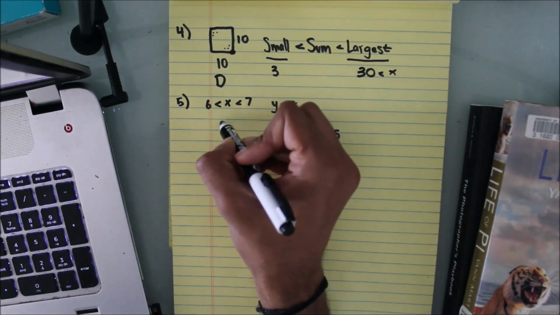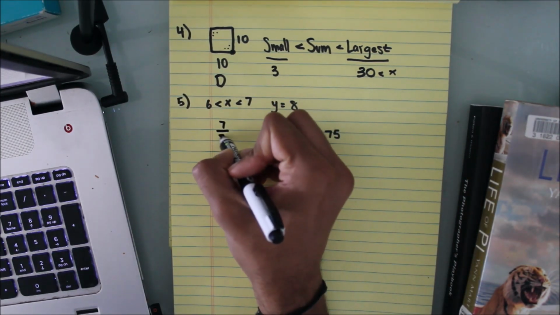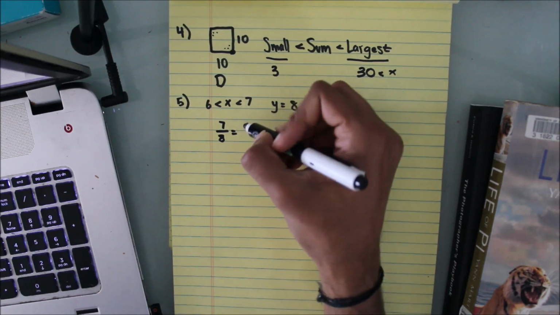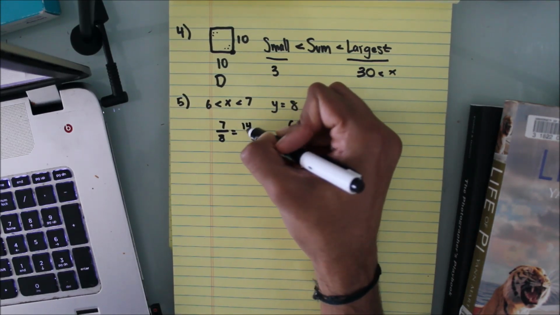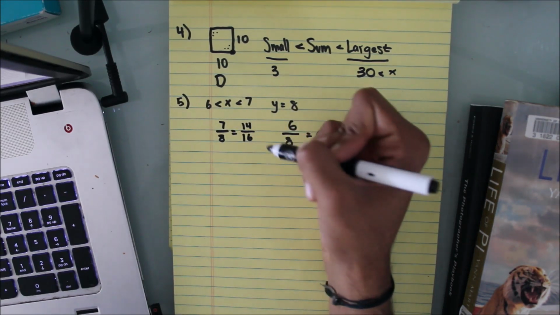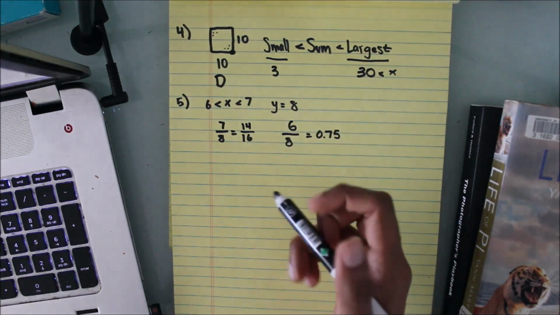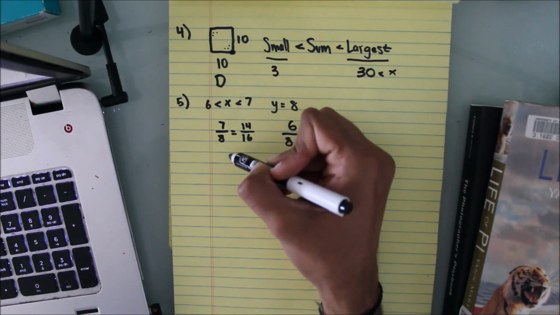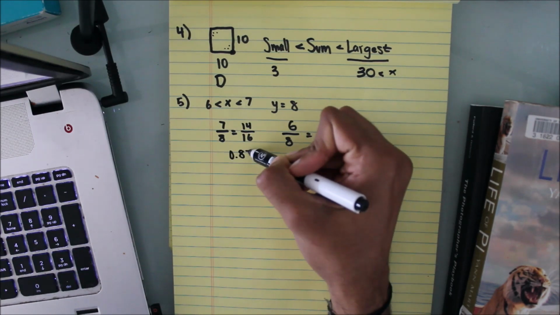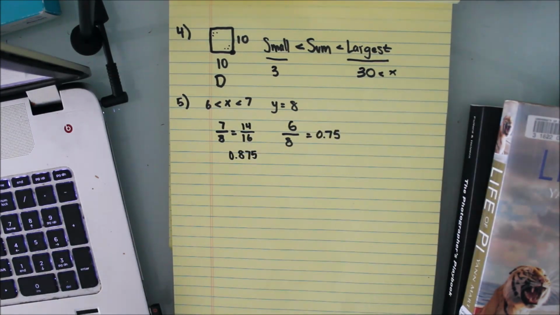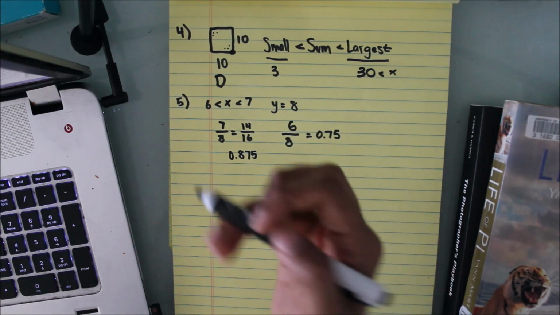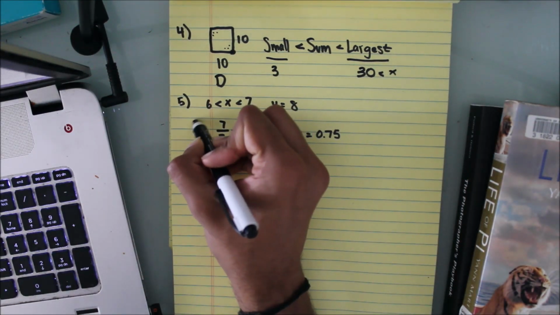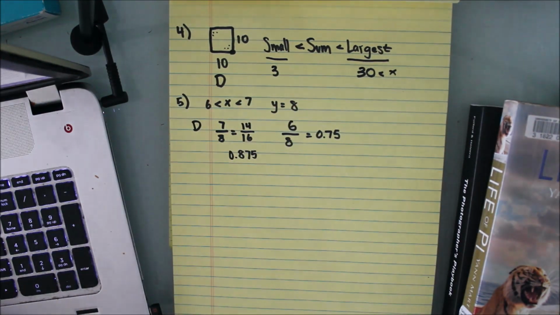But now let's put 7 over 8. This is 14 over 16, right? And if you put it in a calculator, this is going to be a little bigger than this, 0.875, I believe that is. So that's going to be a little bigger than 0.85. Therefore, again, number 5, the answer is going to be D. The relationship cannot be determined.